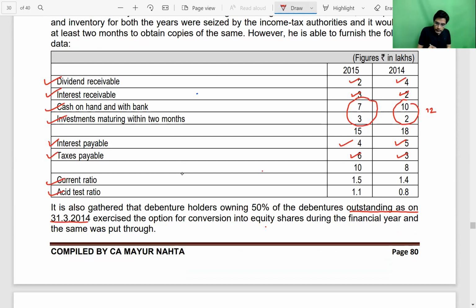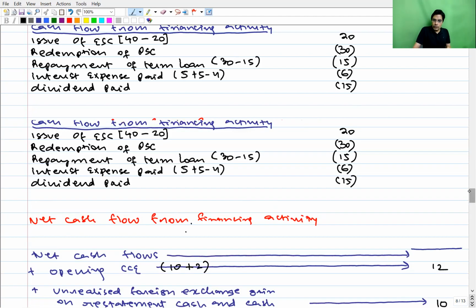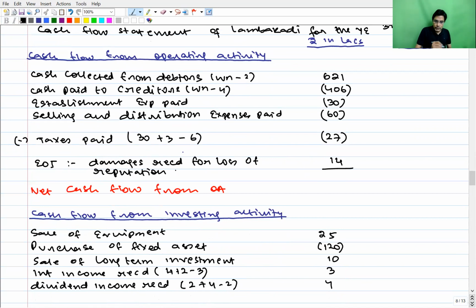This also done, this also done. Debentures also done. Okay, everything done. Now time to pack up. Working notes already have been packed up. So we have to start the packing up with operating activity. Net cash flow from operating activity, already it is written. So we just have to do the calculation: 621 minus 406 minus 30 minus 60, 112 positive.